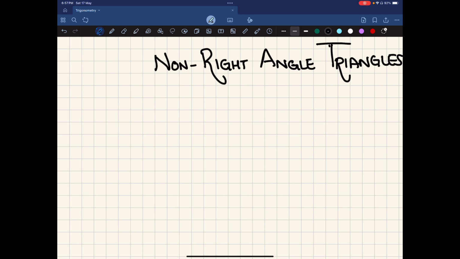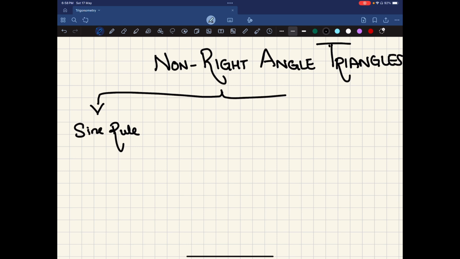So whenever you see a triangle and you have a question to attempt, the first thing that you're going to see is whether it is a right angle triangle or a non-right angle triangle. If it is a right angle triangle, we're going to apply either Pythagoras or trig ratios. If it is not a right angle triangle, then you can either apply the sine rule or the cos rule, which is also known as the cosine rule.